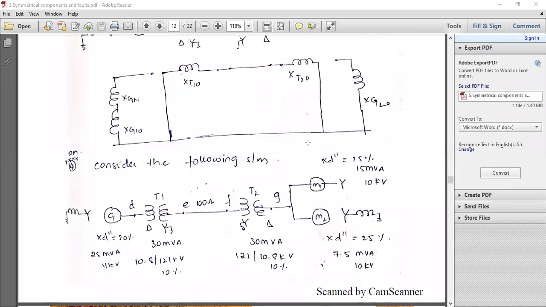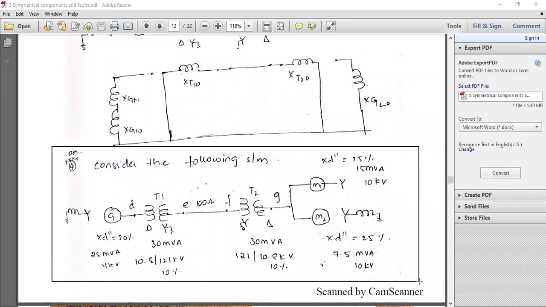Now please see here, all of you. This is also a very important problem. Please note this down. You are asked to draw the zero sequence network for the system shown. This is a very important problem. Please note this down.